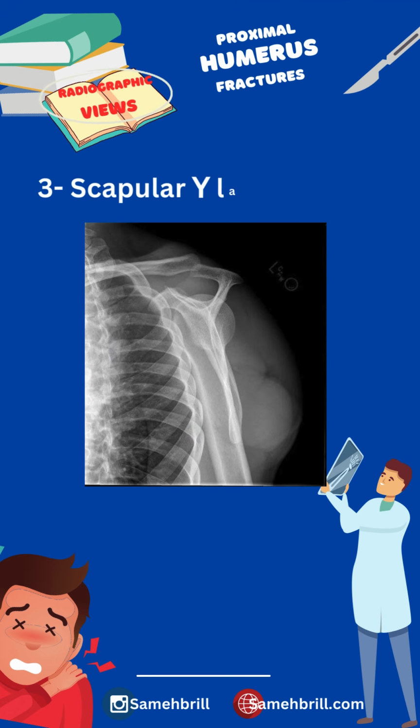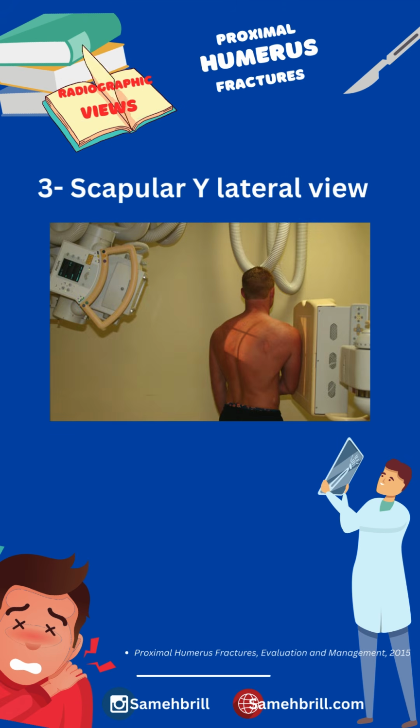Finally, the scapular Y view. It's obtained by placing the anterior aspect of the affected side against the X-ray cassette with the other side rotated out 40 degrees.